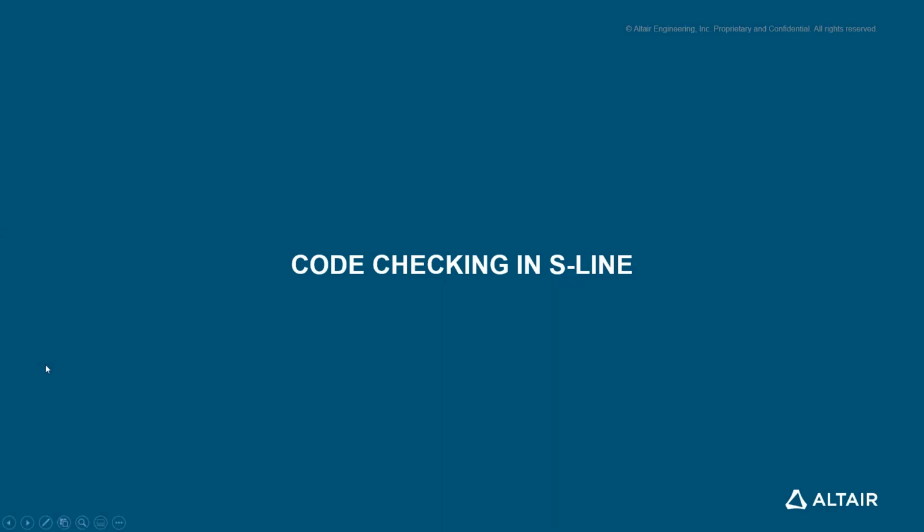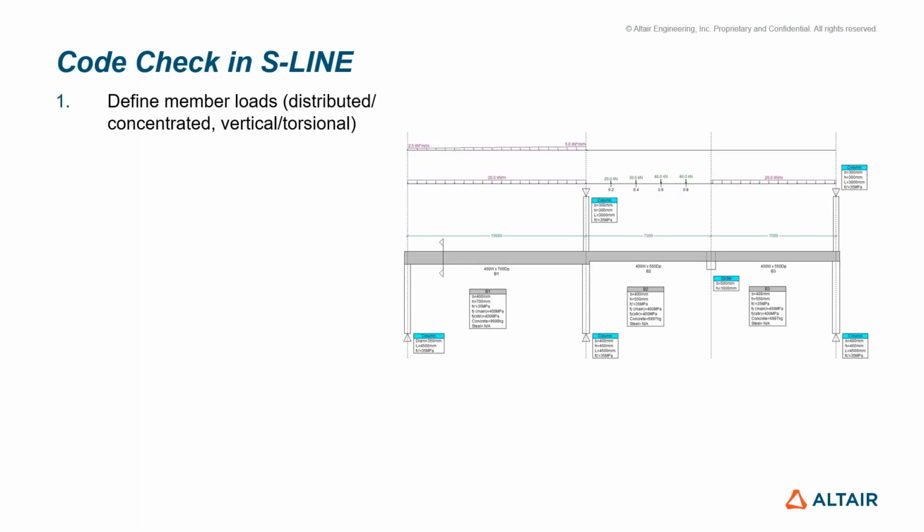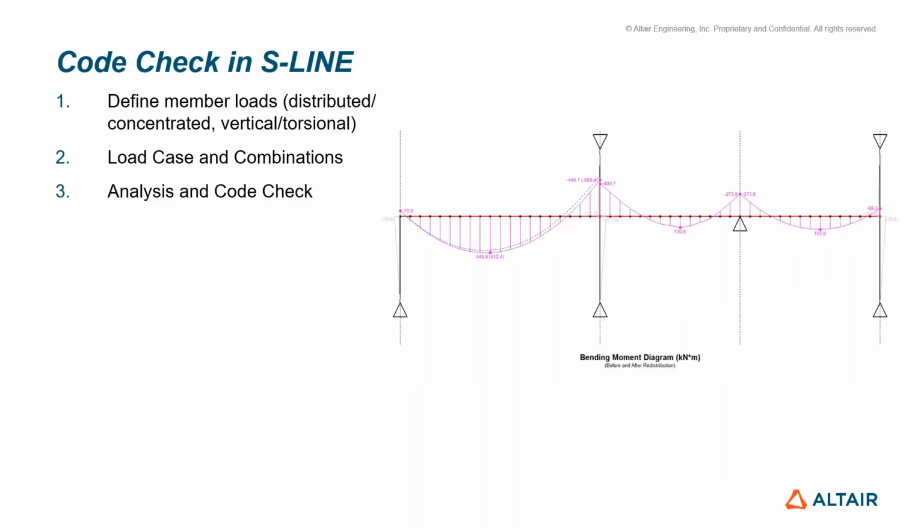Now we're getting to some more of the exciting parts, the code checking in S-line. So once you've actually had a section or a beam defined and you specified your loads and your geometry and your reinforcement and so on, then you can move on to code checking. Now, obviously, you have to define your member loads first, and we talked about the different types of loads that are available, and your load cases and combinations will obviously reflect that as well. You'll then be able to analyze and code check the section, or the member rather.